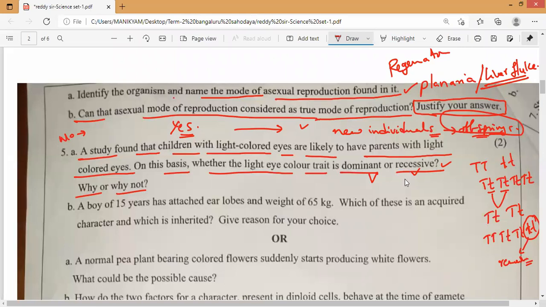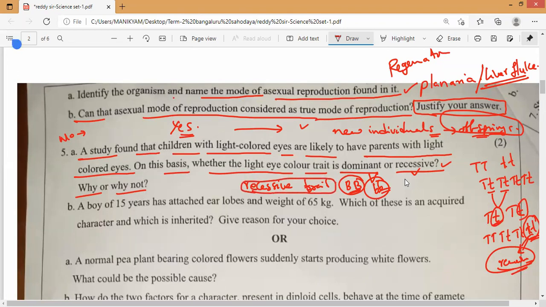If you notice it, the possibility is that light eye color is a recessive trait, because both parents, as well as the child, have it. Both are having small b and small b, both are donating. So it will be a recessive trait, because if you take blue and blue, it's not a capital B, it's a small b. Both have the same thing, so we can consider it a recessive trait.